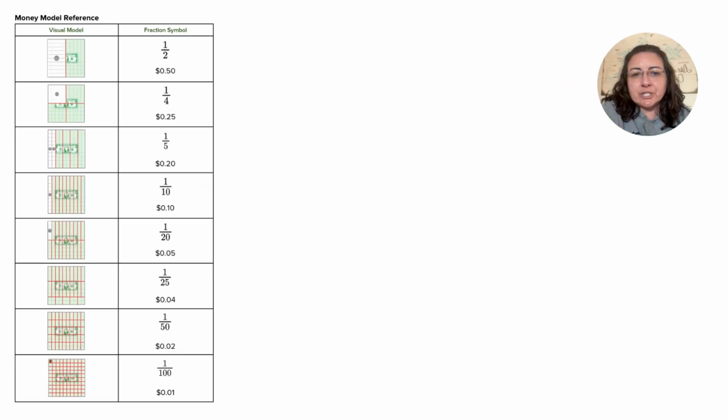Let's try an easy addition problem to practice using the money model. I'm going to show you how to solve each problem using both fractions and decimals. You do not have to solve all of your problems both ways. You can pick the one you like better, either working as fractions or as decimals.